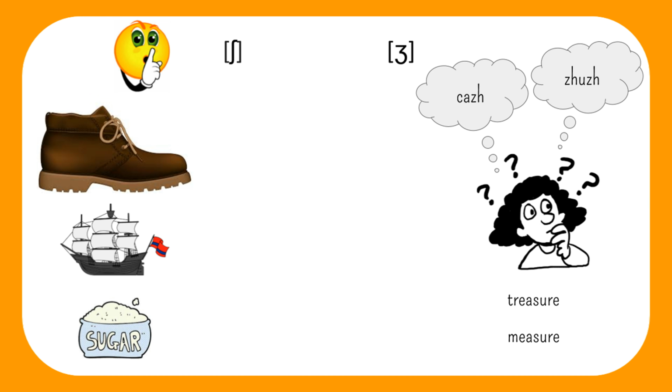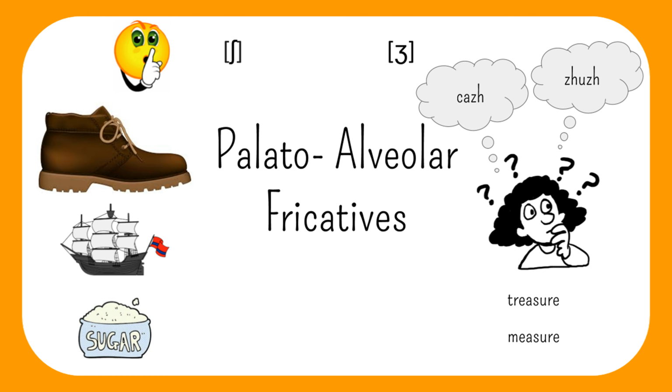These two are the palato alveolar fricatives and occur when the tip of the tongue is behind the alveolar ridge and is what we call weakly palatalized, which means the tongue is closer to the palate than it would be for a plain alveolar fricative.